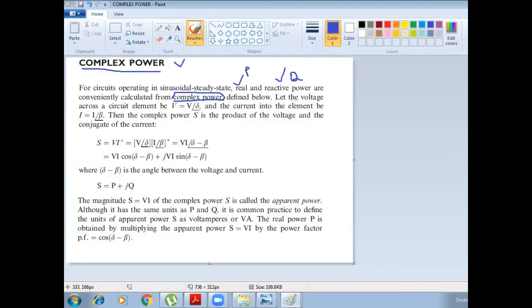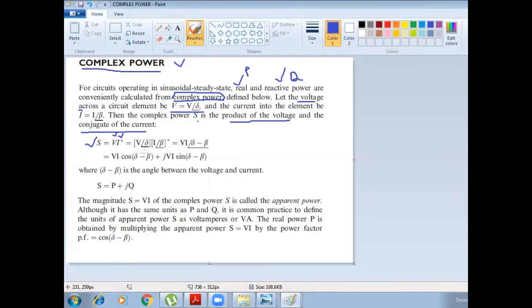For that, let us assume the voltage across a circuit element is V bar equal to V at an angle delta, and the current into the element, I phasor, equal to I at an angle beta. These are the voltage across the element and the current entering into the element. Now the complex power S is the product of the voltage and the conjugate of the current. So we will consider the complex power as a product of the voltage and the complex conjugate of the current I.